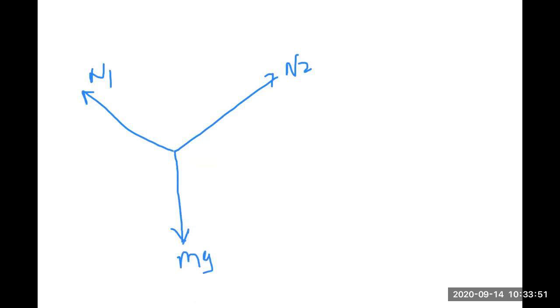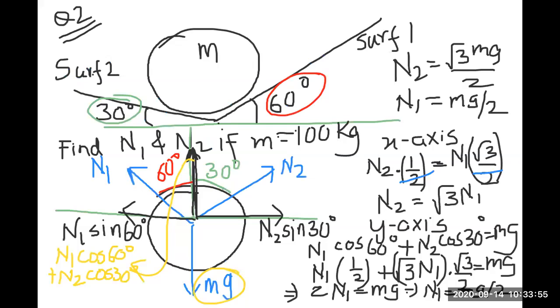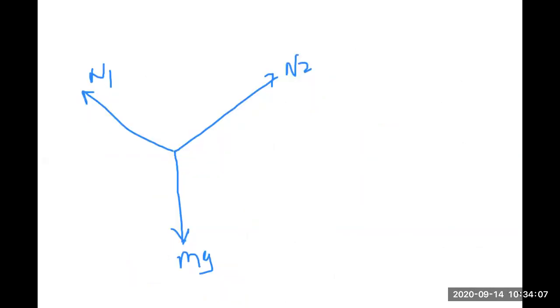So instead of just taking the horizontal and vertical axis like I have done here, I realize that the angle between N1 and N2 is 90 degrees. Okay. Since the angle between N1 and N2 is 90 degrees, therefore I can actually take an axis like this as well. And maybe this will be easier. In fact, this will be easier.